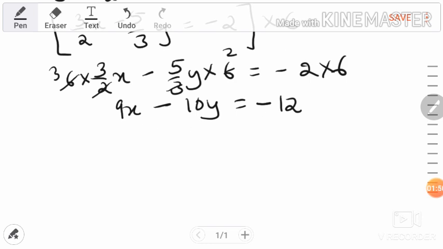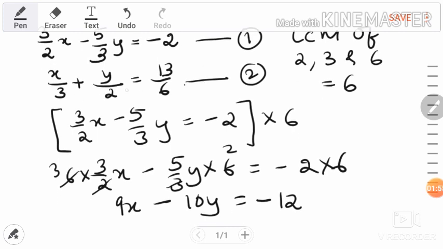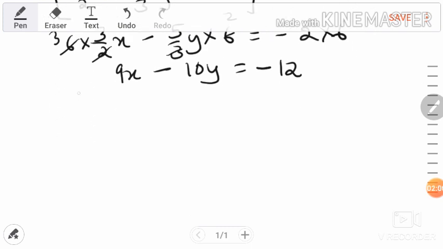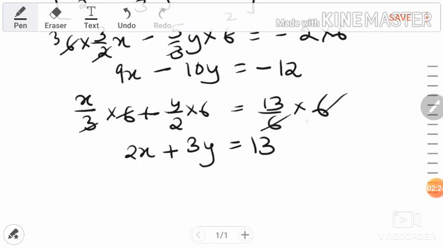Similarly, we will multiply the second equation also by 6 in order to get rid of the denominator. So x upon 3 multiplied by 6. I am multiplying each term by 6 equal to 13 upon 6 multiplied by 6. So this becomes 2x plus y term becomes 3y equal to 13.